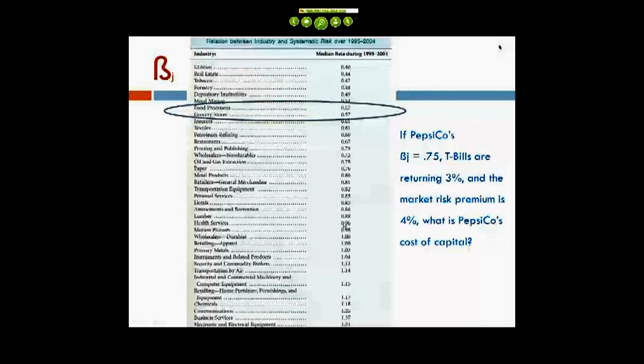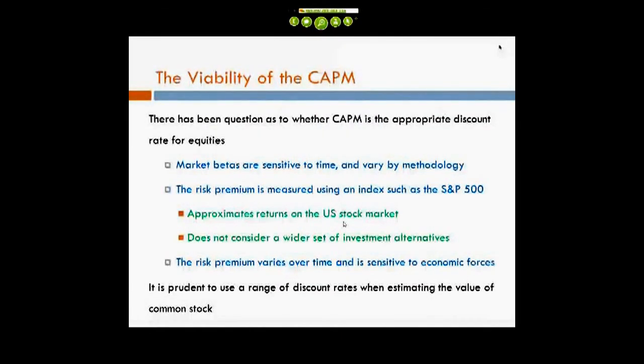They never give you the market return. Okay, the viability of the capital asset pricing model. It's the best we got, so that's what we use. But as we said, the beta is sensitive to time, and it's sensitive to methodology. So you're creating this discount rate based upon a static or a one-time beta that might be changing over the course of the life of that company.